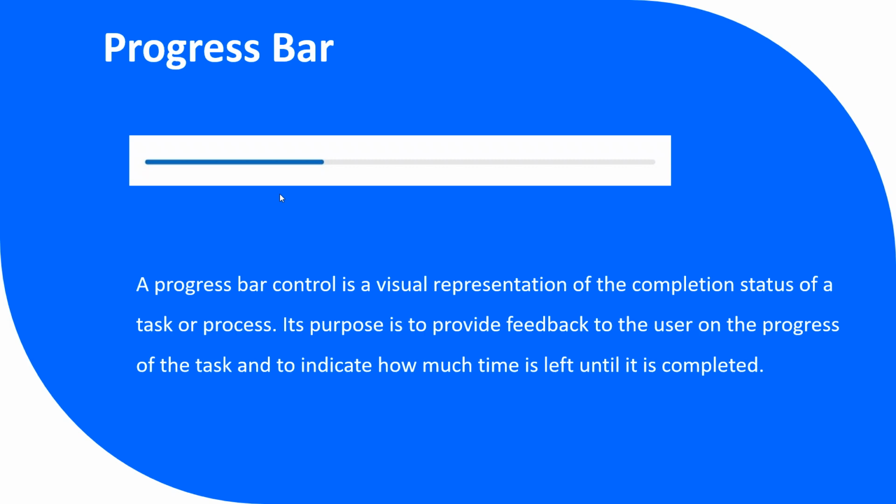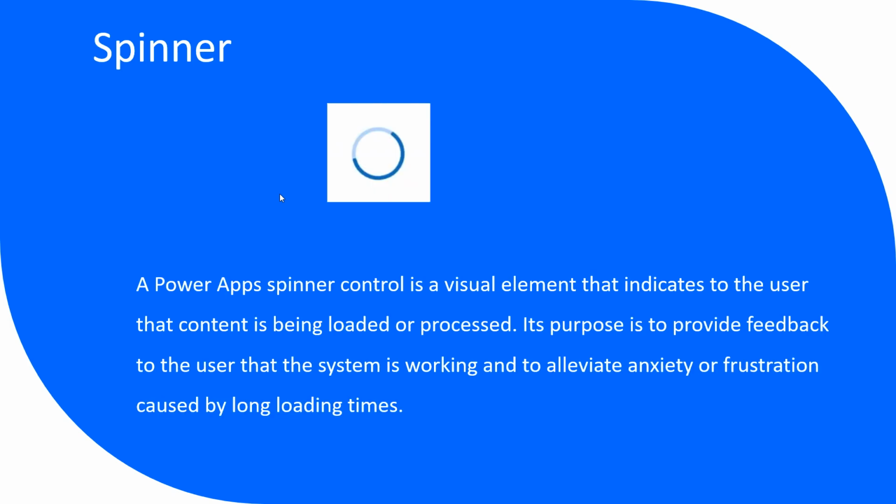Let's move to another control. This is the spinner control. The spinner control's purpose is to provide feedback to the user that the system is working, and to alleviate anxiety or frustration caused by long loading times. So this is how the spinner control looks, the visual representation of this spinner control.